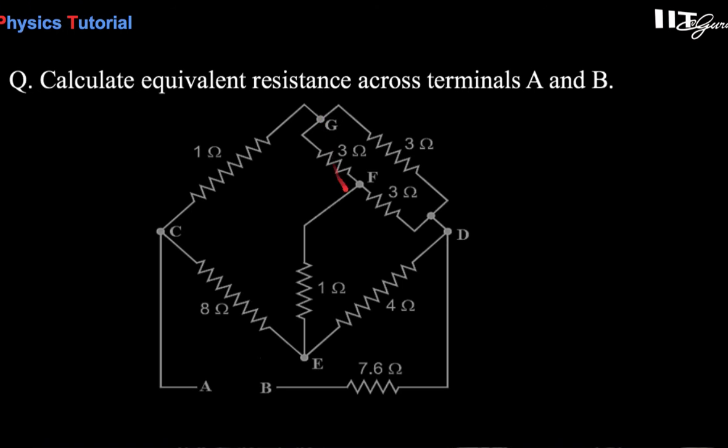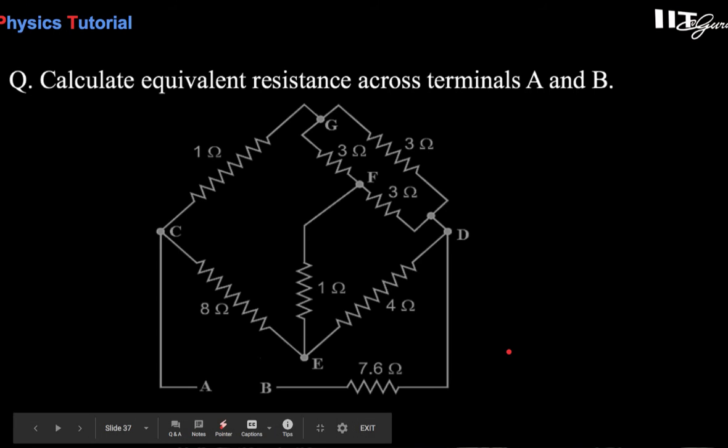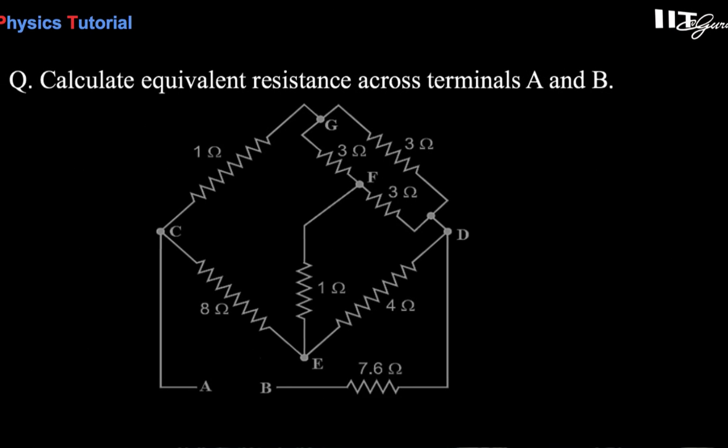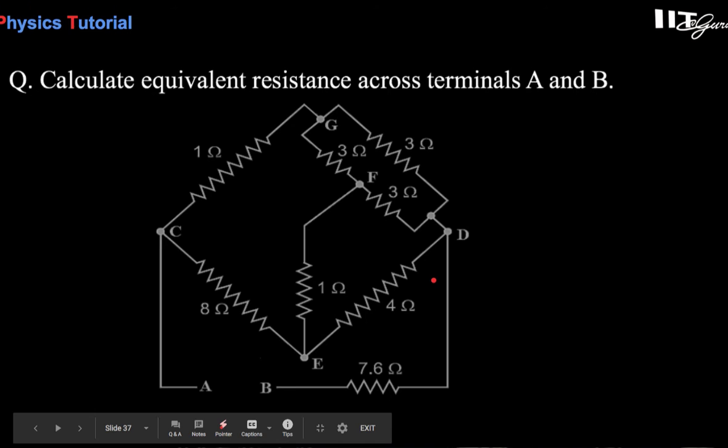If you see this point and this point and this point and this point, here there are 3 points. So you have to recognize where the delta and where the star are. Let's start the solution. So you see here this converting inner star: 3 ohm, 3 ohm and 1 ohm.